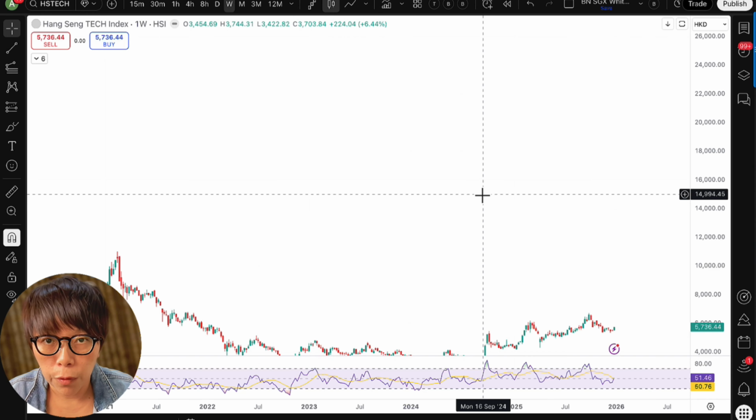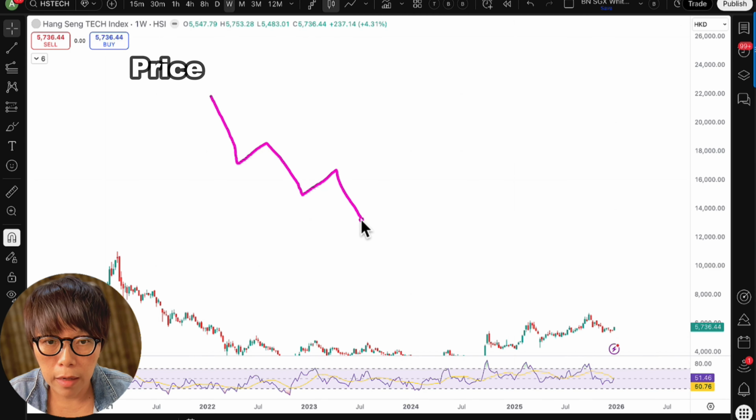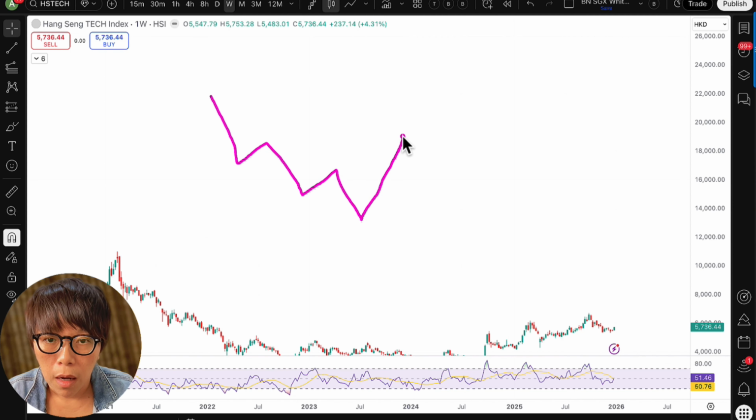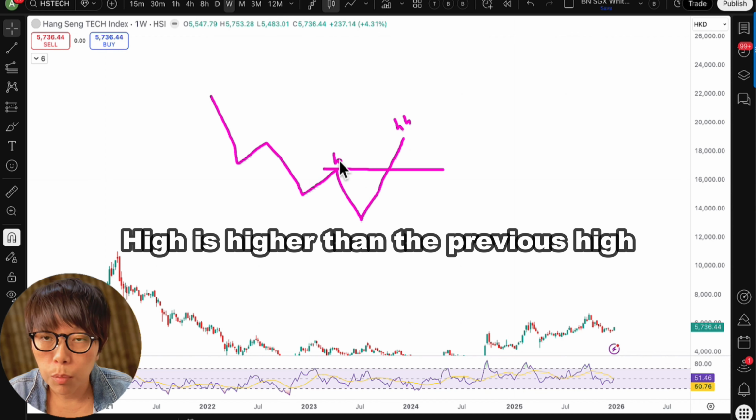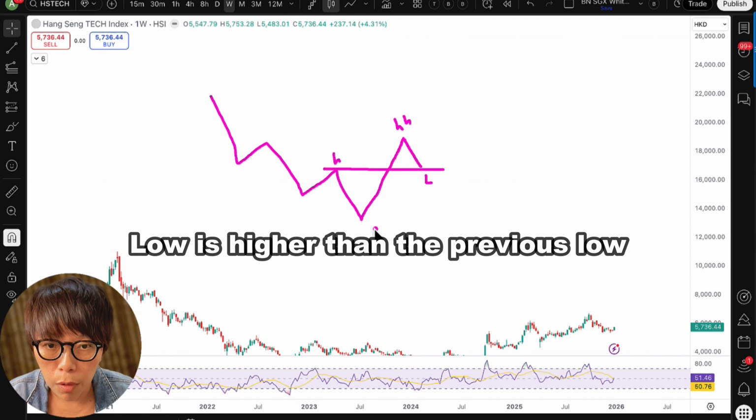Then how do we know that there is a trend reversal? It means that price no longer makes a downtrend. What makes it no longer a downtrend is when this particular high here is higher than the previous high. This is a telltale sign. But it also means that if price moves down subsequently, it makes a low point, and this low point is higher than the previous low.